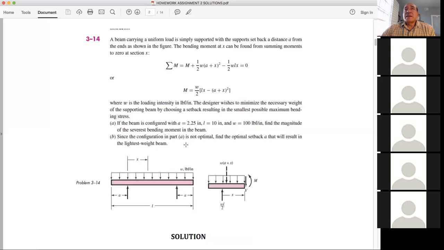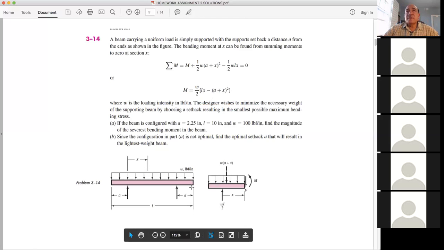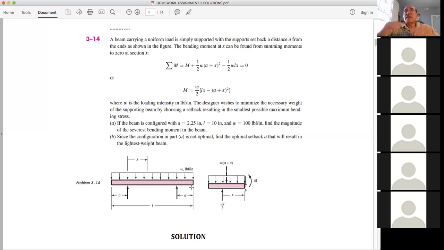Part B is different. It says that there is a moment at these reaction points, and there is also a maximum moment that you can obtain from maximizing this equation. You find that there's a difference between the moment at the supports and the moment at the maximum. So it depends on what A is. For the designer to design the lightest beam, the best way is to even out these two points.